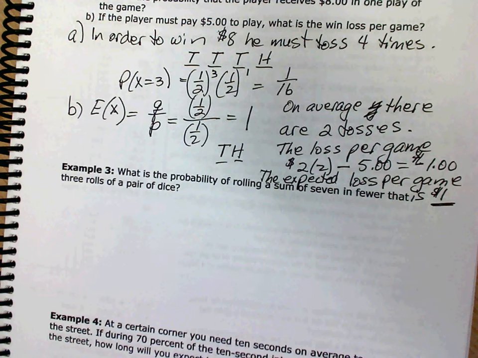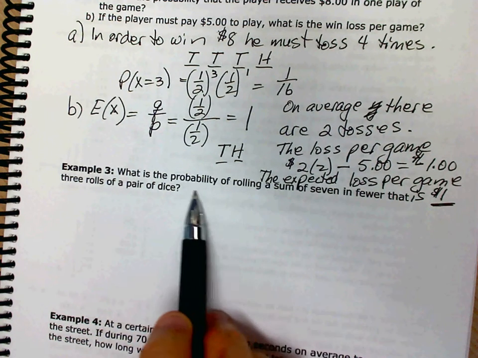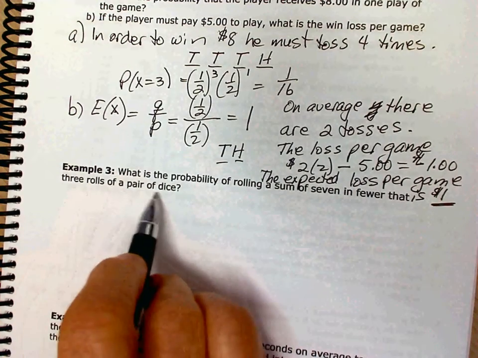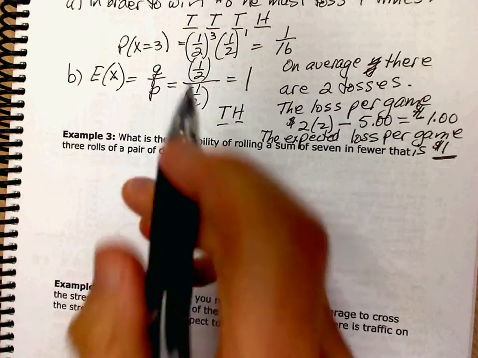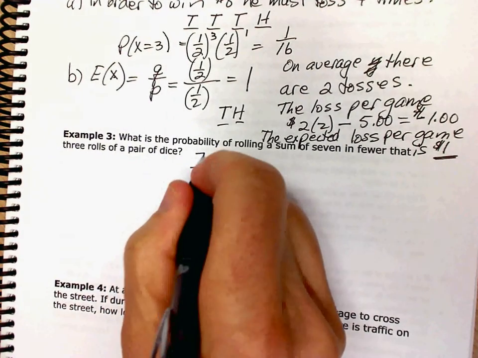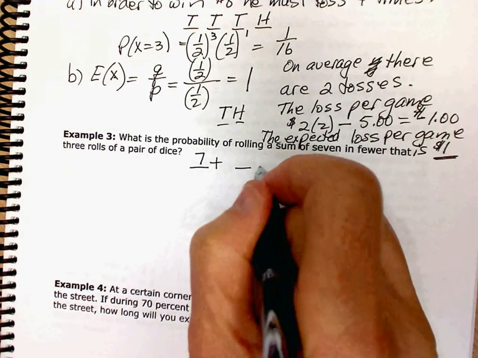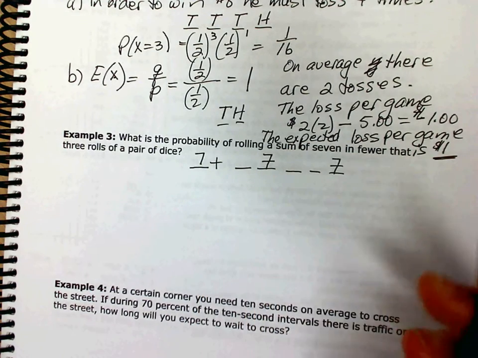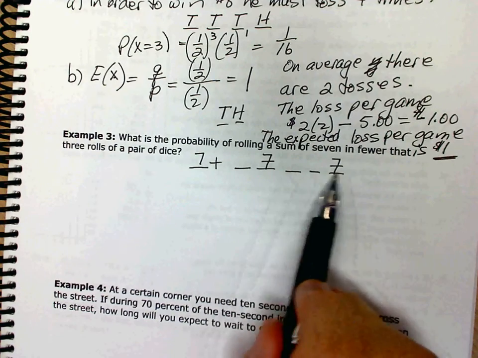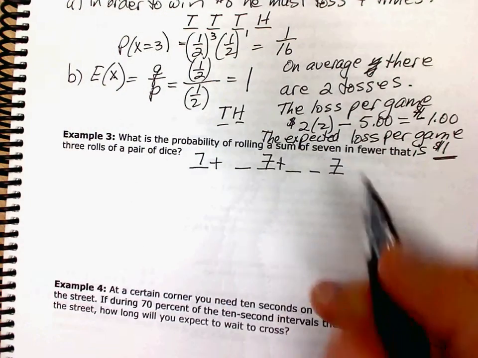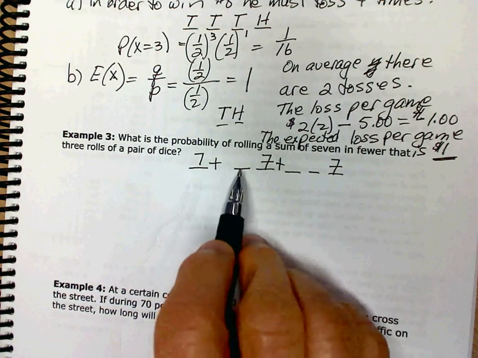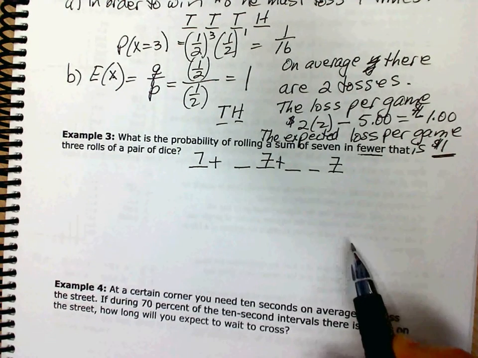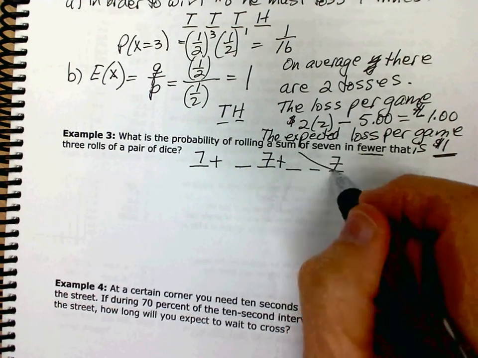Number 3. What is the probability of rolling a sum of 7 in fewer than 3 rolls of a pair of dice? Well, let's just look at this. You could get a sum of 7 on the first roll, or on the second roll, or on the third roll. Is this fewer than 3 rolls? So if I look at that, that's 1 roll, that's 2 rolls, this is 3 rolls. Is that fewer than 3 rolls? No. So this one is no good. We cross that one out.